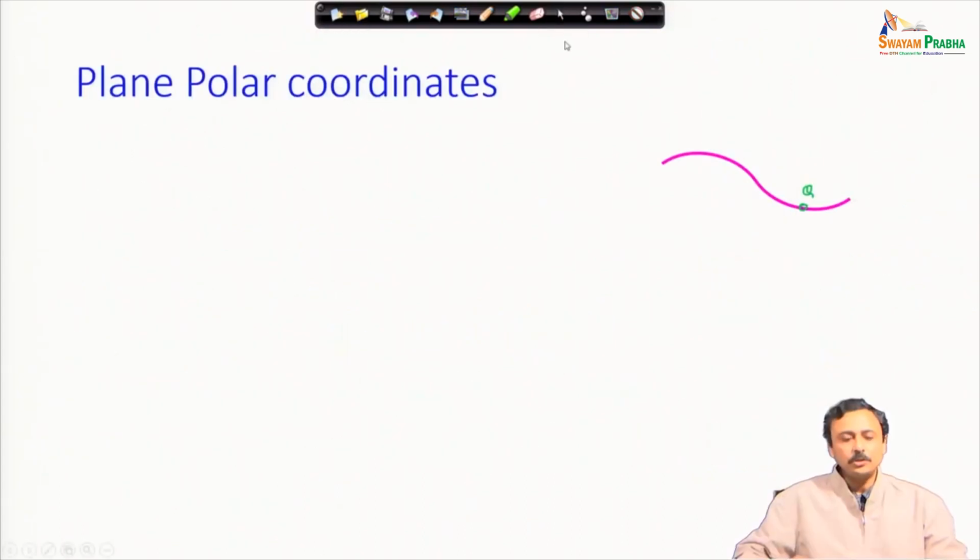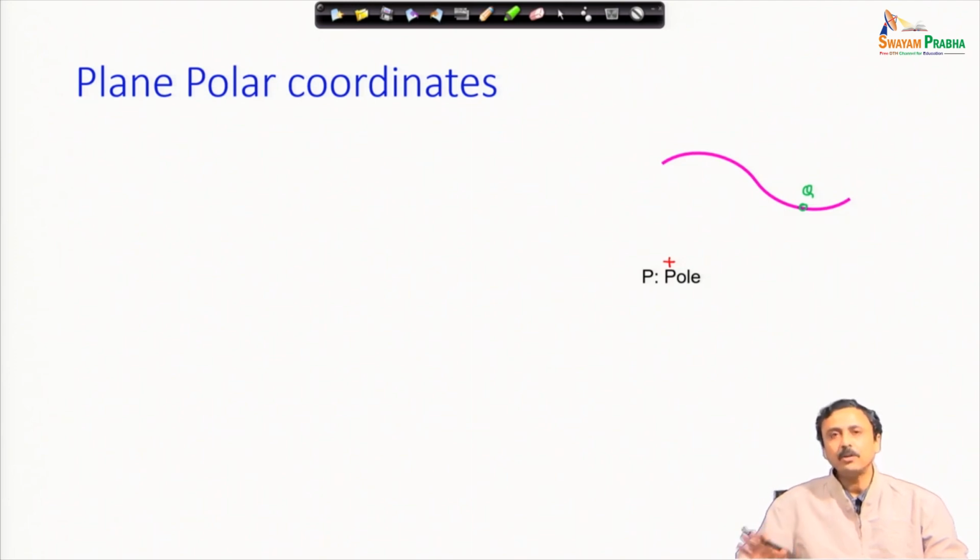Next, we move on to the plane polar coordinates. So, imagine a path as shown by this magenta curve, and on that a particle q is travelling. We first arbitrarily determine a point called the pole P, denoted by this red plus sign. So, that is an arbitrary point chosen by me. I'll choose it arbitrarily and call that as my pole.